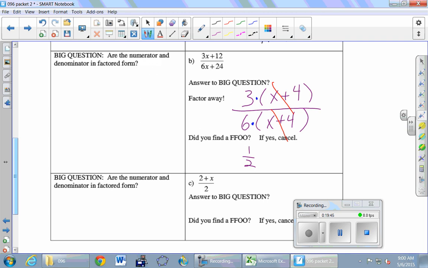Okay, let's take a look at the last one here. C, 2 plus x over 2. I really want to cancel those 2's. What do you think? Not going to happen. You guys are tough. One of these twos is actually ready to cancel. Which one of the twos is ready to be canceled?